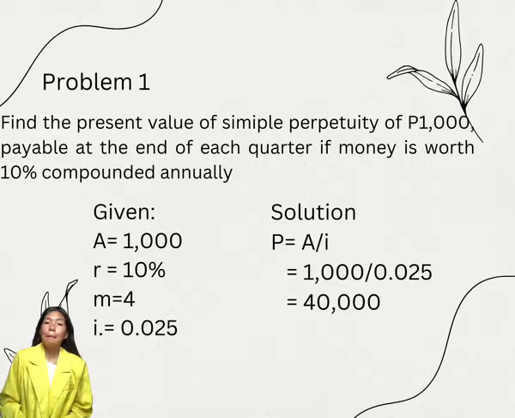So let's move to the solution. Our formula is P equals A over I. Our A is 1,000 and our I is 0.025. So 1,000 divided by 0.025 is 40,000. Our present value for problem number 1 is 40,000.